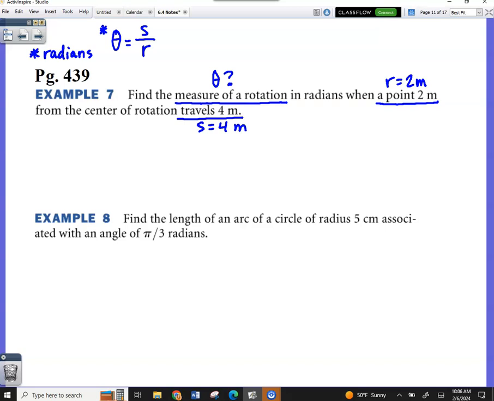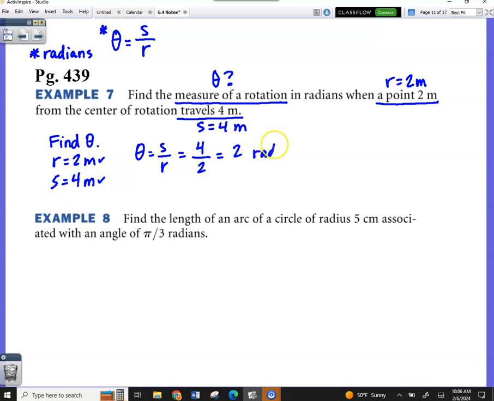Okay, so now let's set it up. I'm just taking notes. You don't have to write what I'm about to write. So we are trying to find theta. I'm going to copy that my radius was 2. My S is 4 meters. These match right here, so I'm going to put a little check mark, like meter and meter. That's me just organizing my thoughts. Plug it in. It's just plug it in. So theta equals S over R. S is 4, R is 2, so theta is 2 radians.